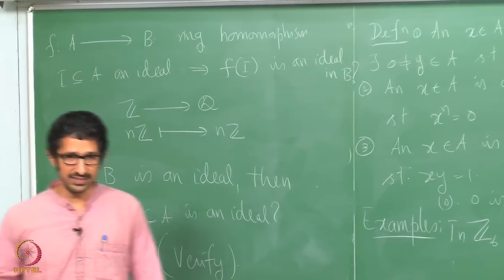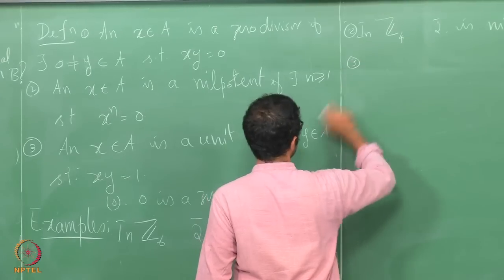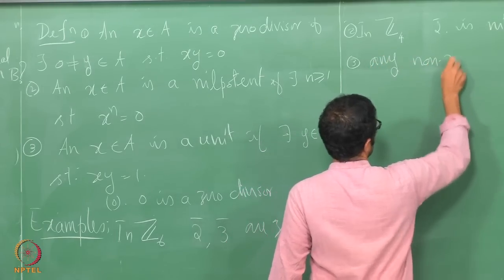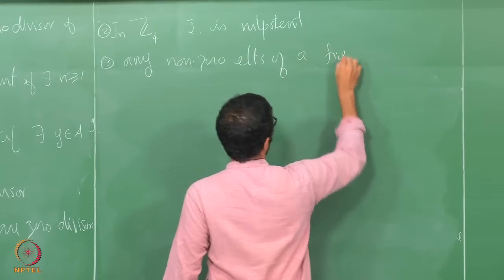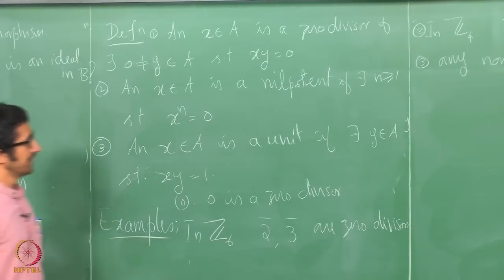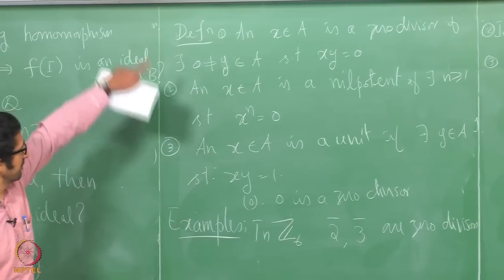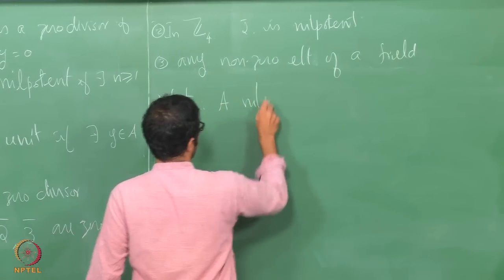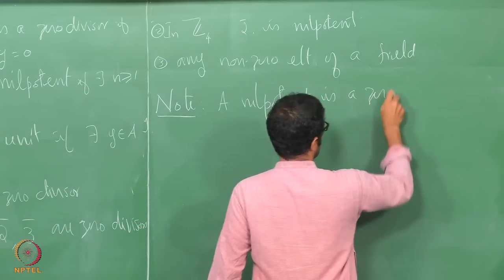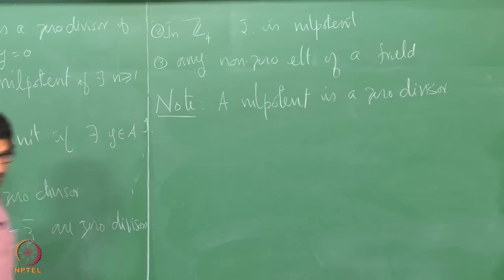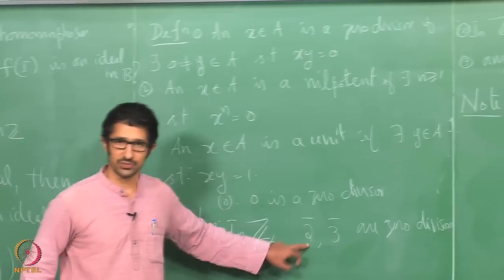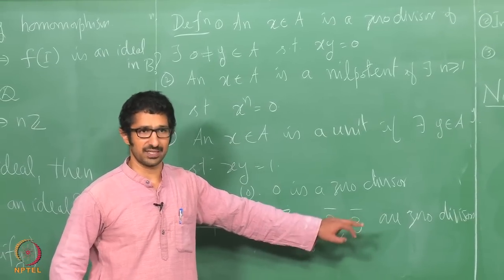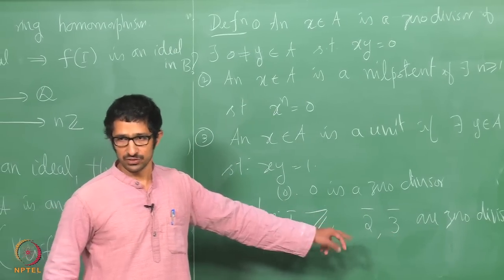Of course, you have seen units: you take any non-zero element in a field, it is a unit. Any non-zero element of a field. Now, do you see some relation between these three? Nilpotent is always a zero divisor, but the converse is not true. Right here, 2 and 3 both of them are zero divisors. 3 square is 3, 3 cube is 3, 3 power 4 is 3. So 3 power n is never 0, so this is not nilpotent.